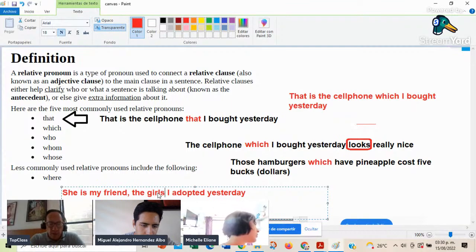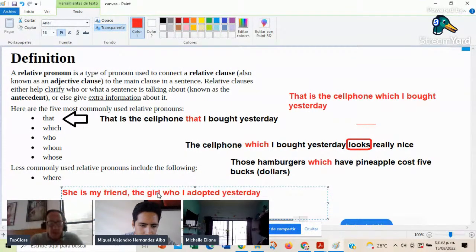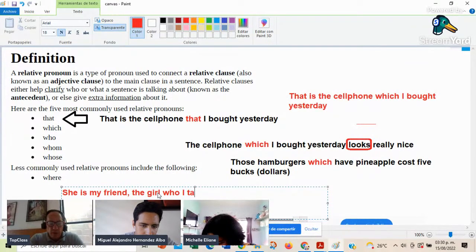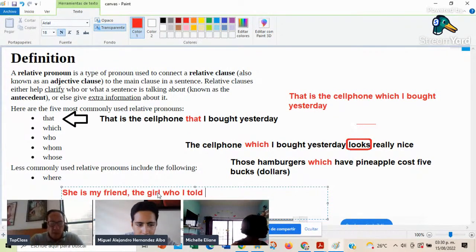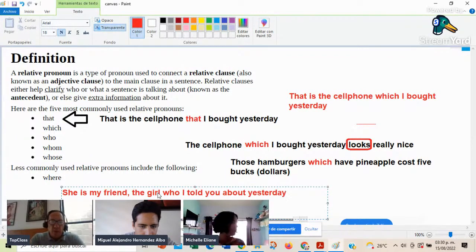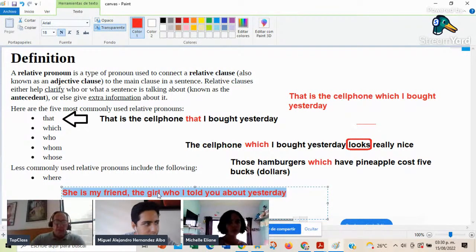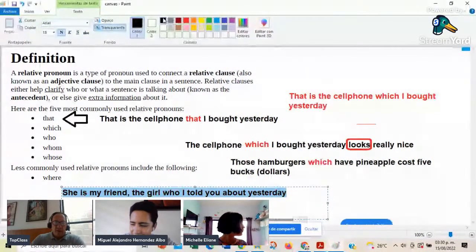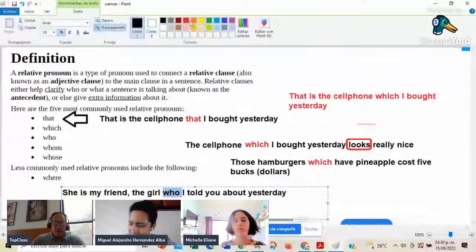The girl who I told you about yesterday. She's my friend. The girl who I told you about yesterday. Perfect. Very good. Yeah, I said Kira because she was in front of me, and I know that it's a cat. Okay.